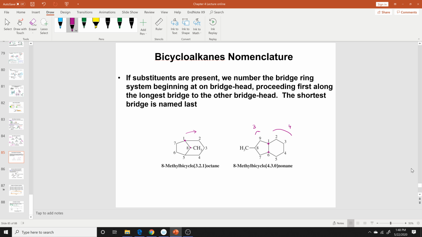And then the side that has the least number of carbons, you leave it till the end, even though it has a substituent on it, and then put the name.